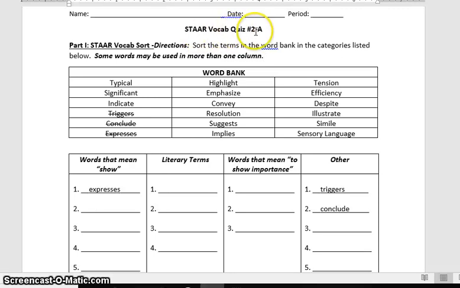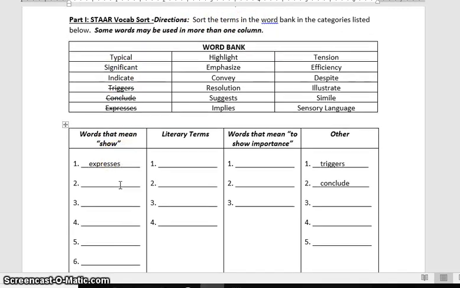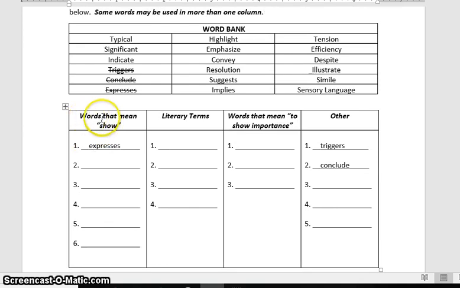Star vocabulary quiz number 2. For this part, you're going to put these words from the word bank into these columns: words that mean show, literary terms, words that mean to show importance, other.